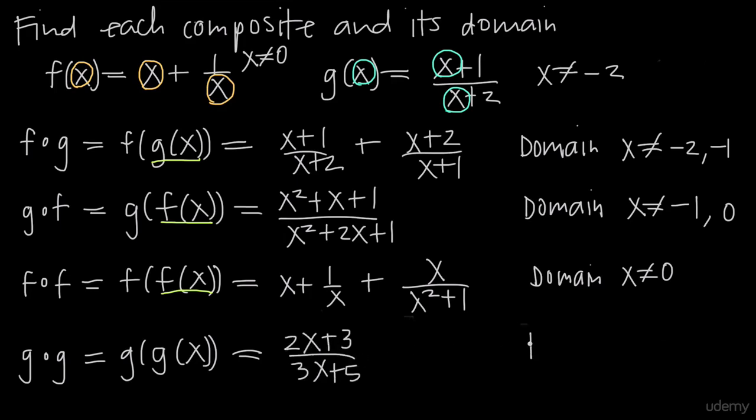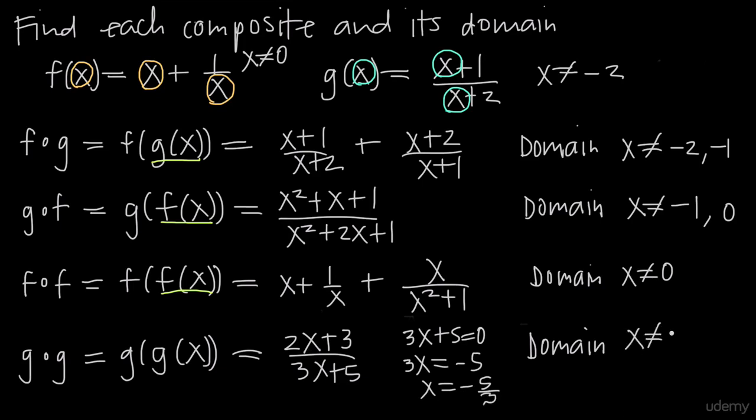And of course, the only way to get the function to be undefined is when the denominator is equal to 0. So how do we get 3x plus 5 to be equal to 0? Well, we'd subtract 5 from both sides, and we'd get 3x is equal to negative 5, or x is equal to negative 5/3. So the domain is going to be all x not equal to negative 5/3.